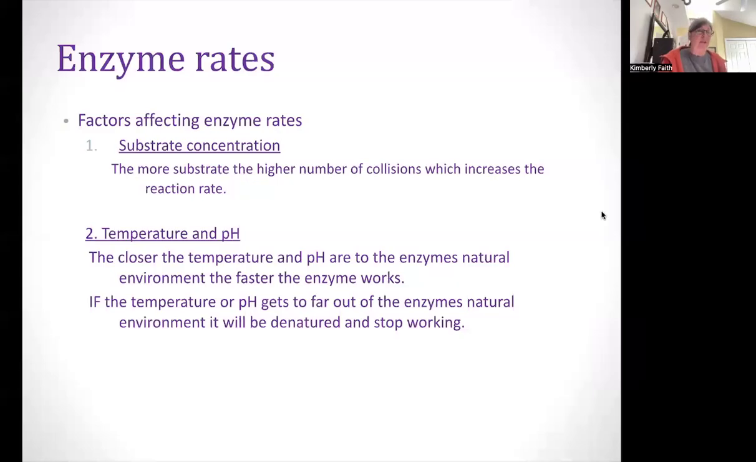Potato catalase works better at a slightly colder temperature because we find potatoes in the ground where it's cooler. We've got our thermoacidophiles that would work best in a hot acidic environment. We have some enzymes that work best in an acidic environment like our stomach or inside our lysosomes. So the closer you can get to those native environments, the better and it's more of an optimal rate for those enzymes.